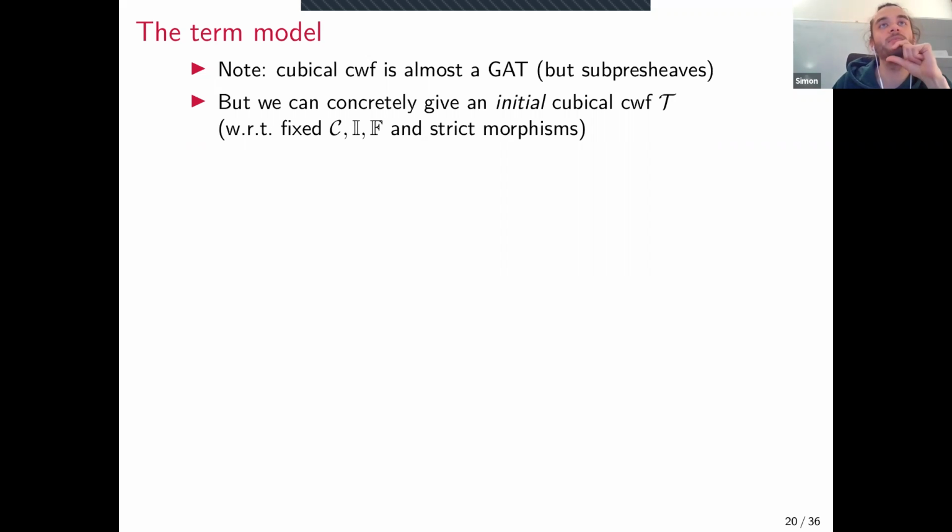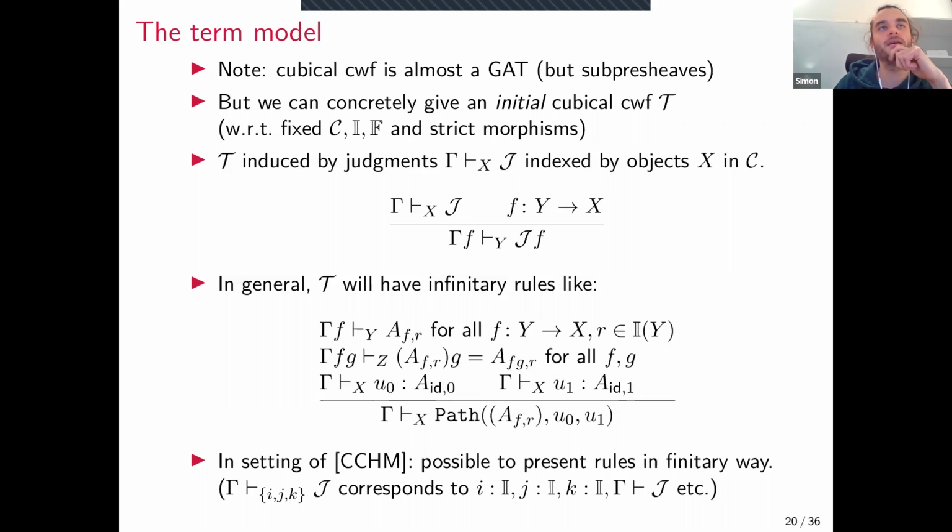Okay, so now let me describe the term model. This notion of cubical CWF is not quite generalized algebraic theories, because we had the subsetting, so this doesn't really fit the scheme. But we can also just directly, concretely give this and build the initial cubical CWF, which I denote by T. So C, I, and F are fixed, and initial is with respect to strict morphisms. I didn't define that, but it means strictly commuting with all the structure we have.